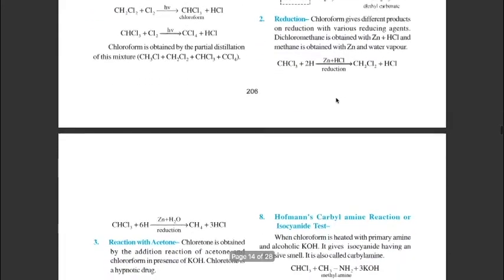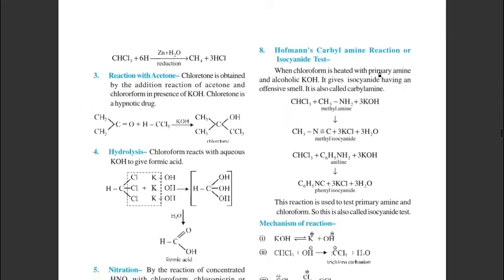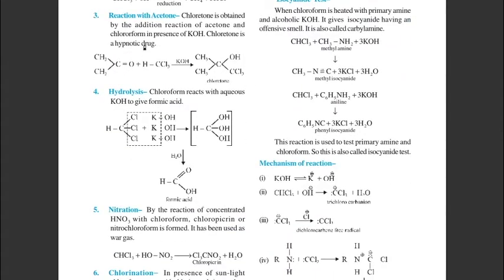Second is reduction. When chloroform is reduced with zinc or HCl, then we get 1,1-dichloromethane and HCl is produced. Third is reaction with acetone. When chloroform is treated with acetone in presence of potassium hydroxide, then chloritone is produced. This chloritone is a hypnotic drug.